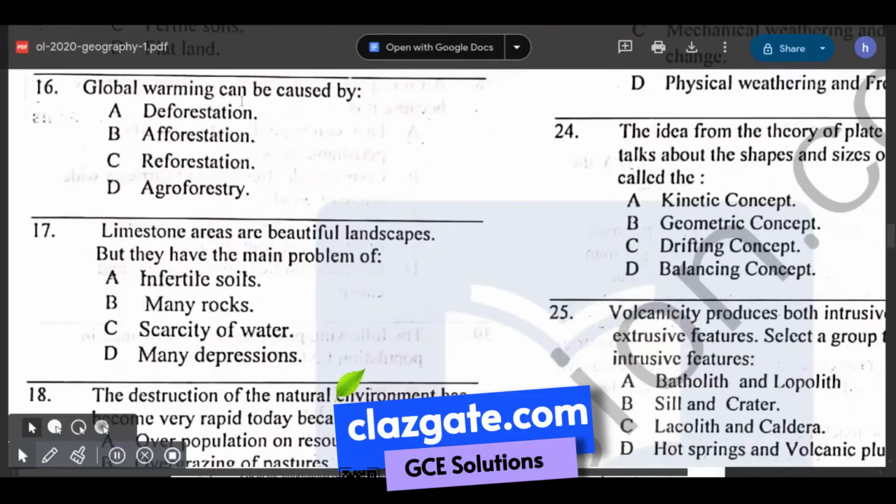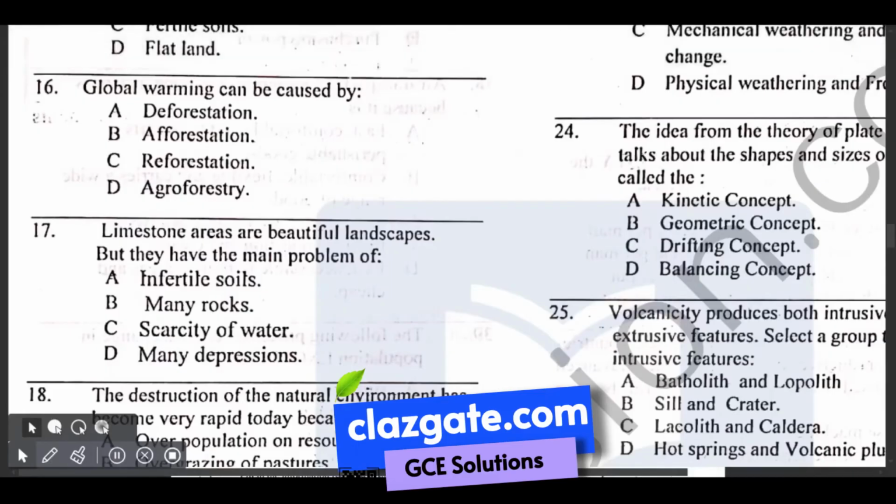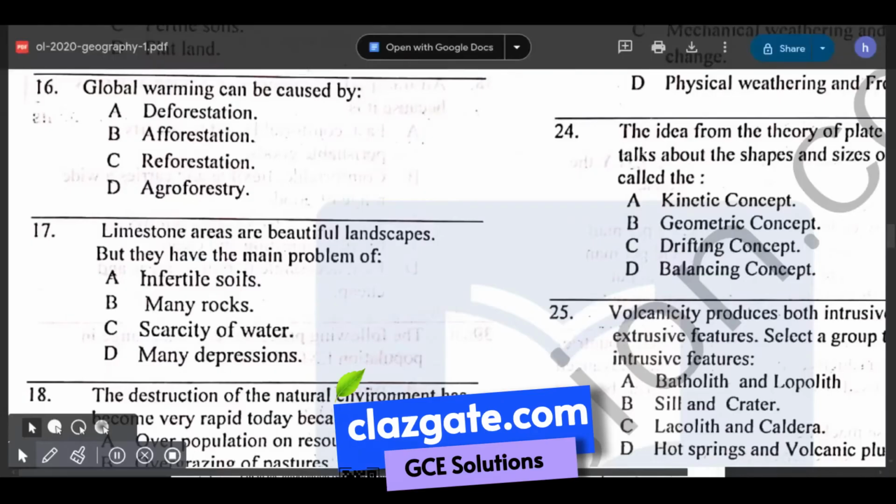Global warming can be caused by deforestation, afforestation, reforestation, or agroforestry. Global warming can be caused by deforestation, and deforestation is obviously the answer.